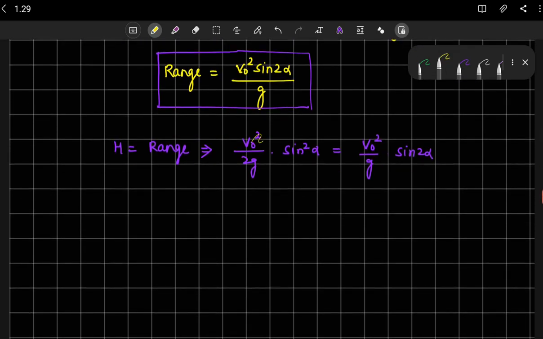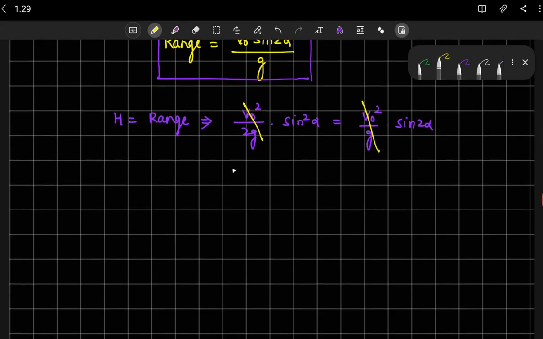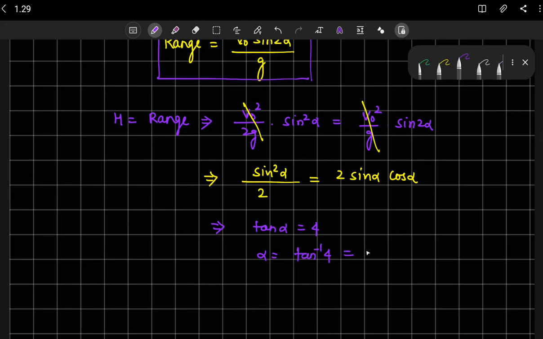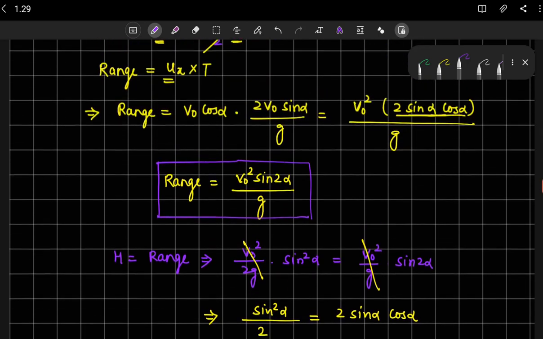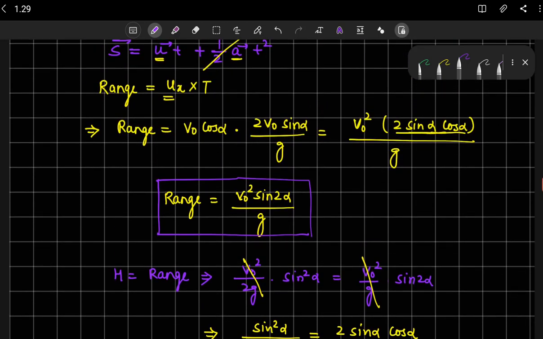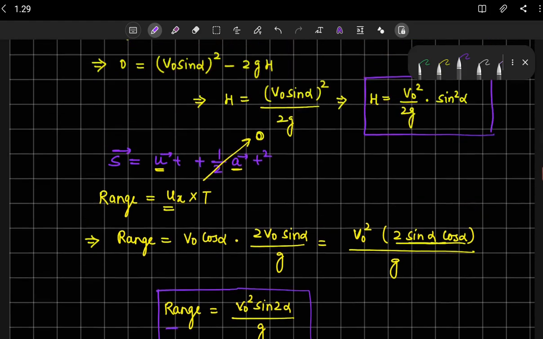Okay, so v naught square by g and v naught square by g will get cancelled, and we will get sine square alpha divided by 2 is equal to 2 sine alpha cos alpha. So from here we will get tan alpha is equal to 4, alpha is equal to tan inverse 4, so we can get 76 degrees. This is the angle at which, if we project the body, the maximum height and the range will be the same.